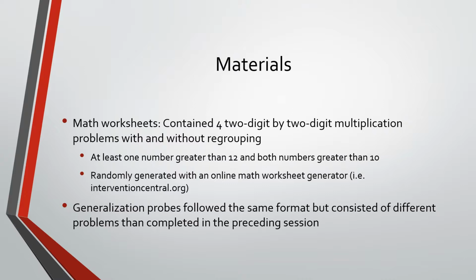So the materials used mainly consisted of math worksheets, and these worksheets contained 4 2-digit by 2-digit multiplication problems, 2 of them with regrouping and 2 without regrouping, which is just a fancy word for carrying. And at least one of the numbers was greater than 12, and both had to be greater than 10. And this was, again, to avoid math facts, and this allowed all problems to be more complex than 12, our last math fact, 12 times 12.